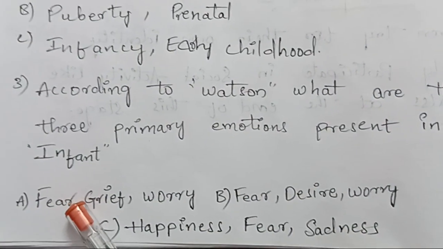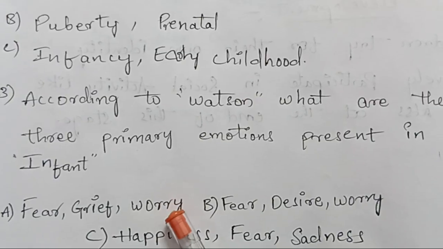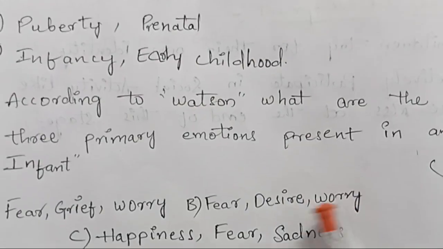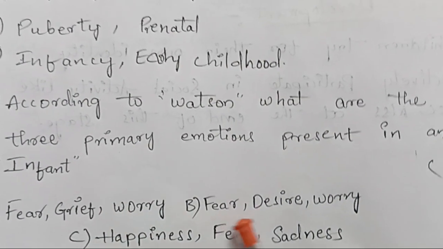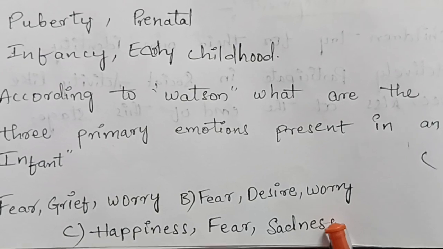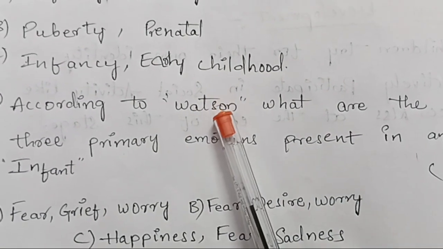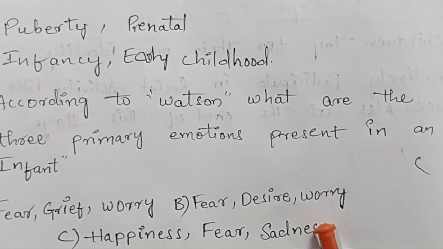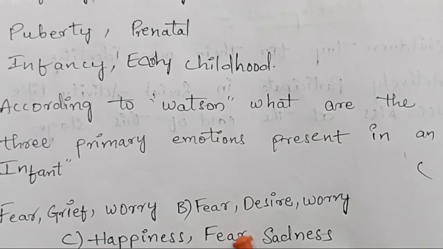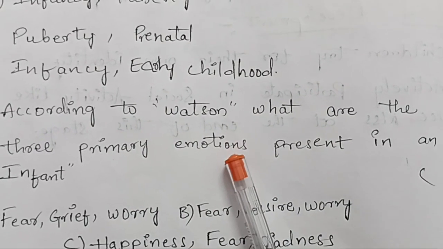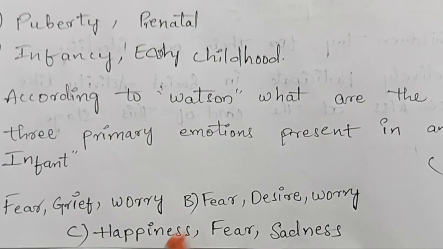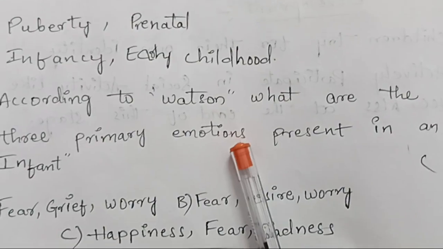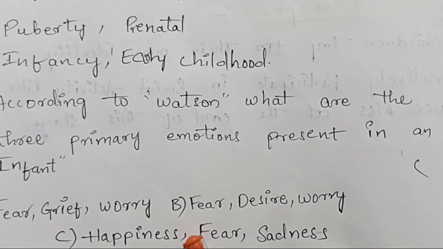Option A, fear, grief, worry. Option B, fear, desire, worry. Option C, happiness, fear, sadness. So, according to Watson, happiness, fear, sadness, these three are the primary emotions as we learned from our previous videos, right? Option C is the correct answer.